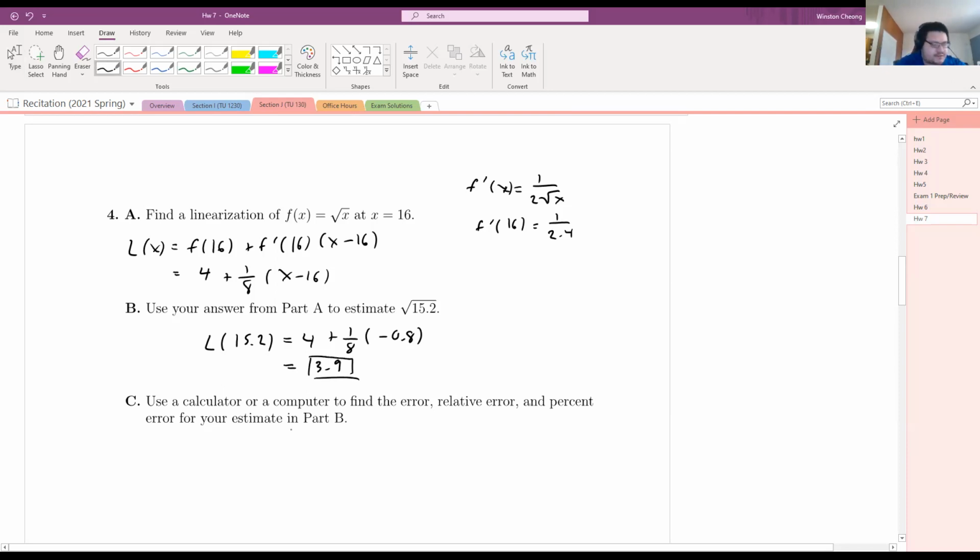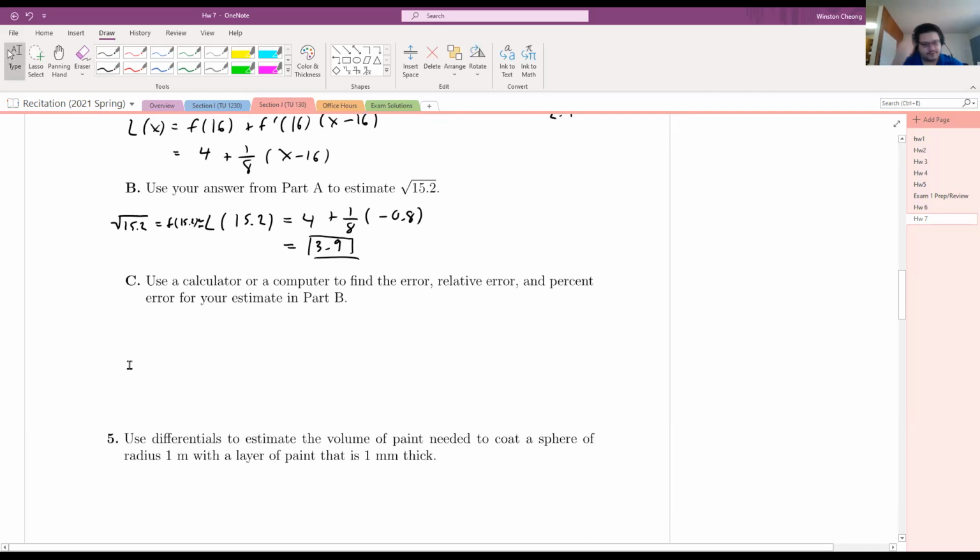Maybe to also connect this to why this is even an estimate in the first place. Well, this is f of 15.2, which is approximated by this linearization L. F is approximated by the linearization so long as the input values are close to 16. If you were to explain this to another person, this is what you would say. Okay.